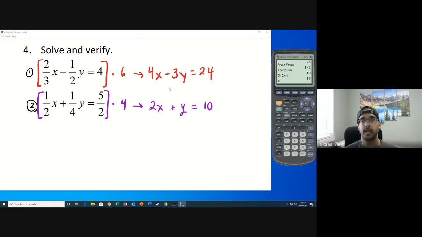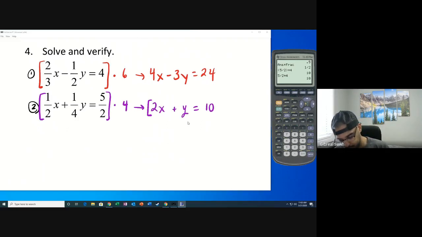The other choice I have is to look at the y's. One of them is negative 3y, the other one is positive 1y. I could also multiply the second equation by 3 and eliminate the y's. Doesn't really matter which one you choose, the answer is the same. I'm going to just choose to multiply the purple second equation by 2. So we're going to take this one and then double it.